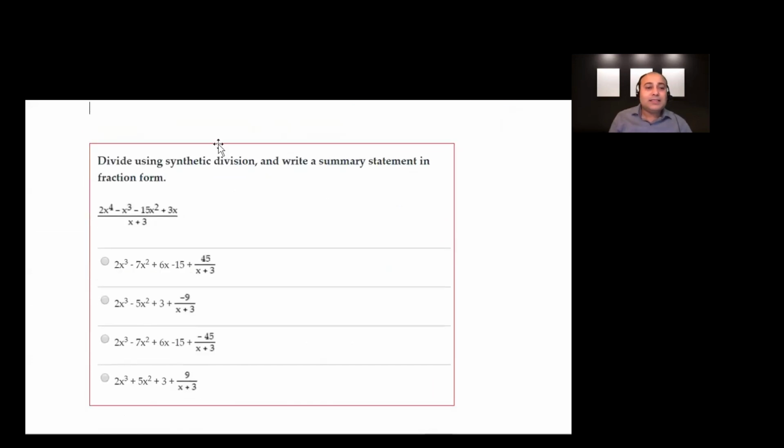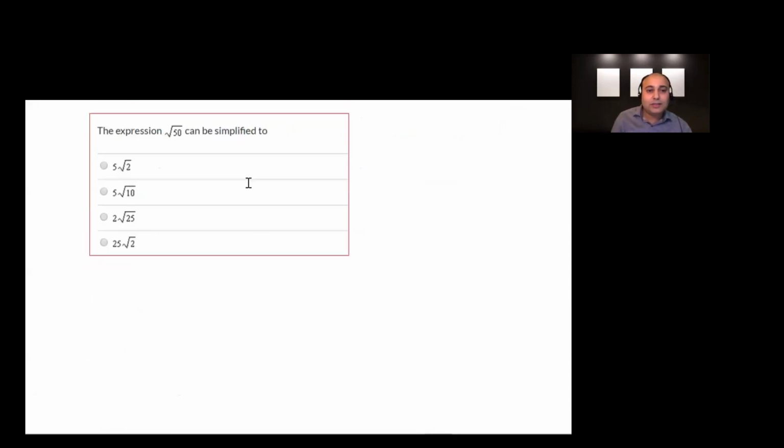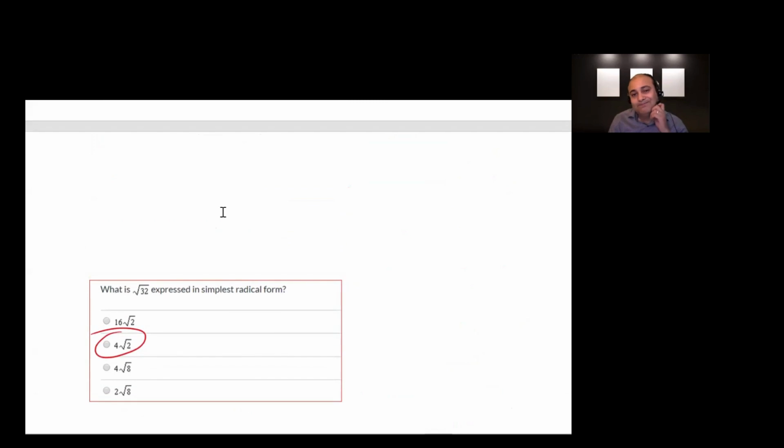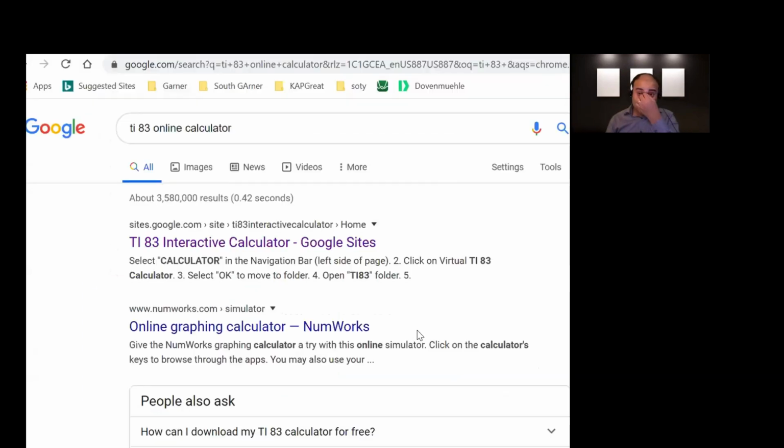Now, the second piece that I want to go over today, oh, wait a second. Before we do this one, synthetic division, I need to show you how to download the graphing calculator. Okay, if you have a Chromebook or a laptop, not MacBook.